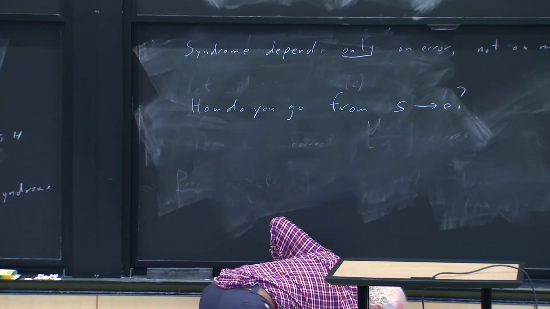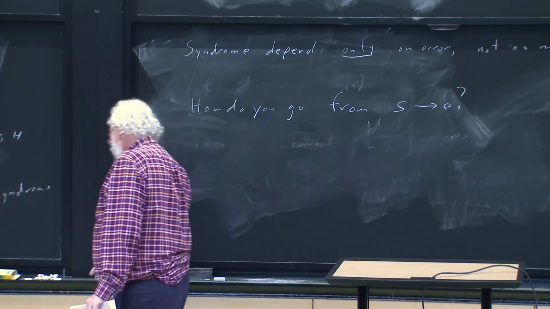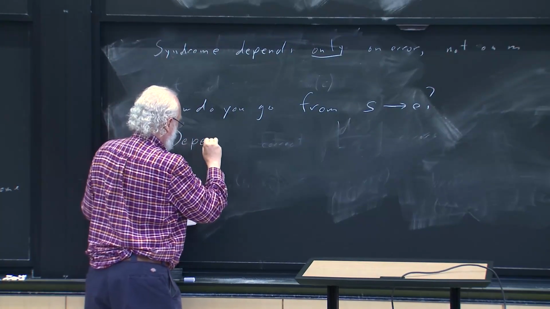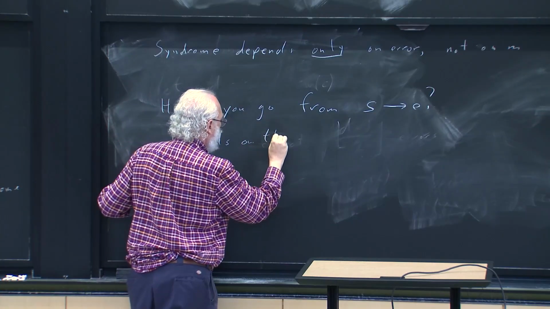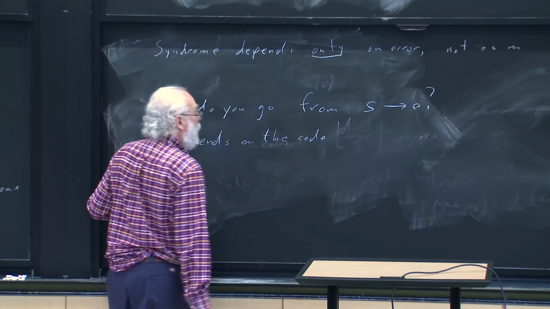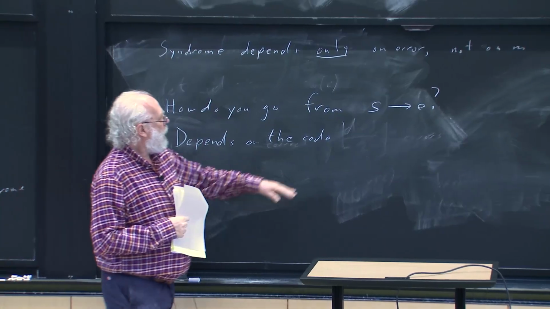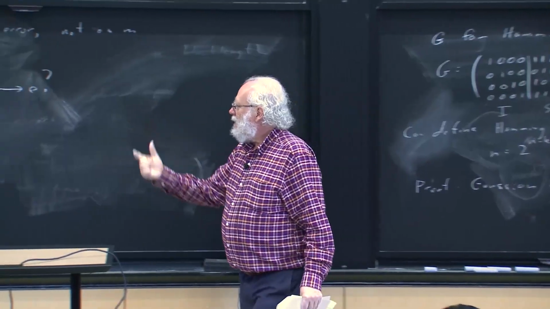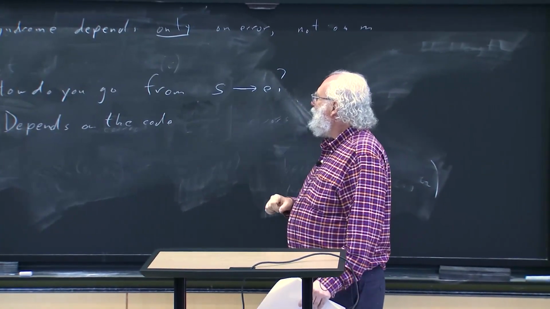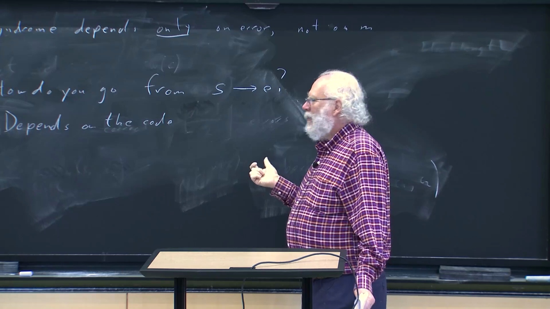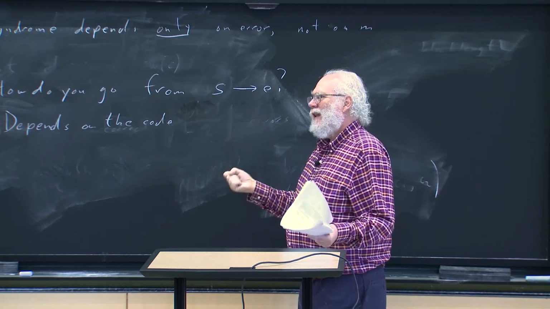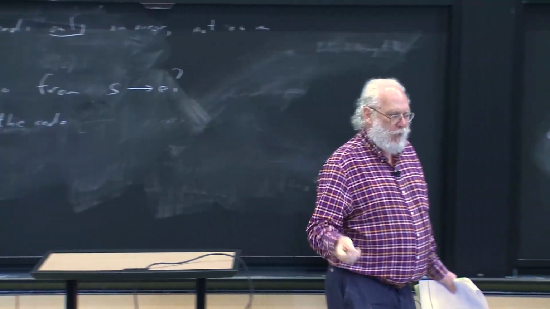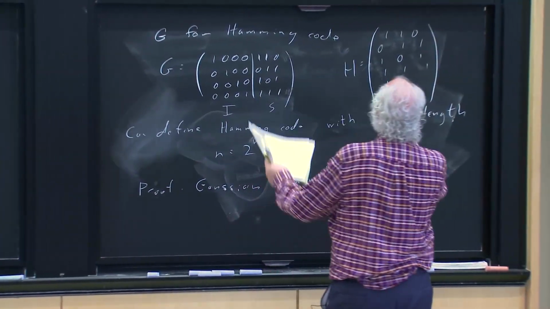Well, it's not easy. It depends on the code. There's no efficient algorithm for taking a syndrome for an arbitrary code and computing the error. You have to do something that is code dependent. There could be lots and lots of different ways of going from the syndrome to the error depending on the code. And some of them can be quite complicated. Some of them are easy. For Hamming codes, it's very easy.